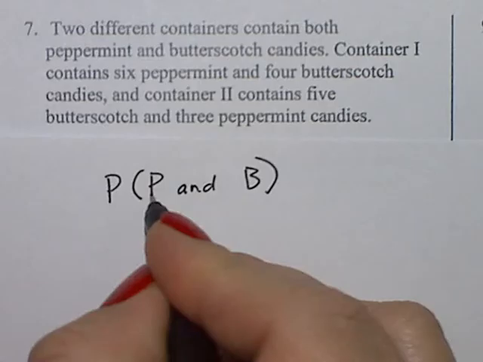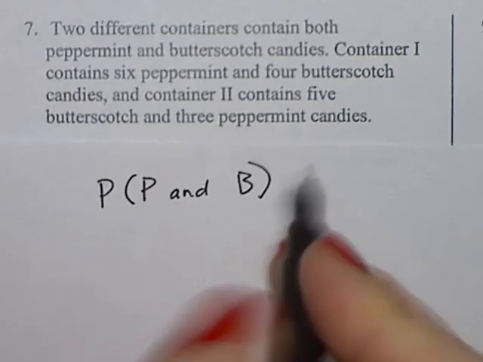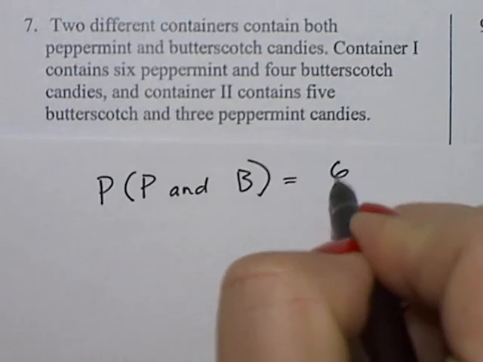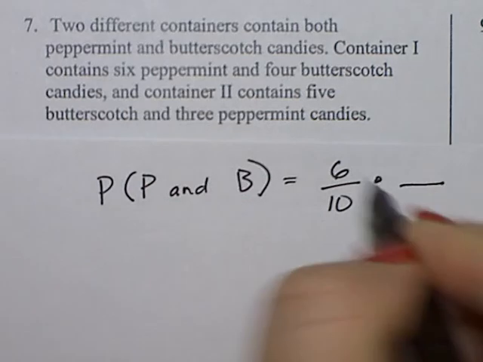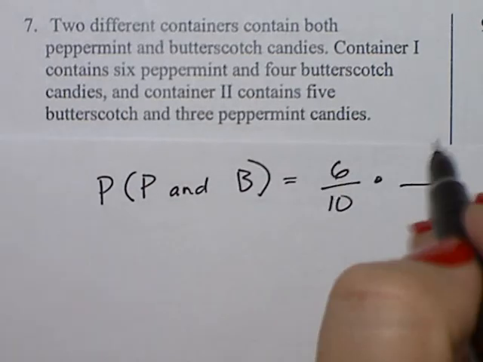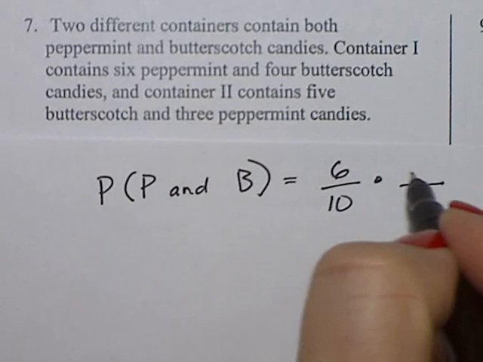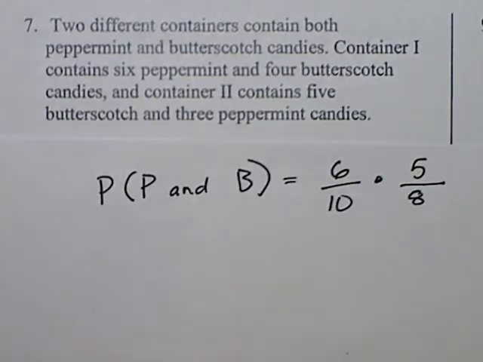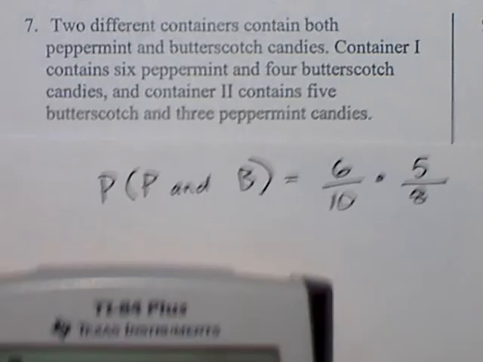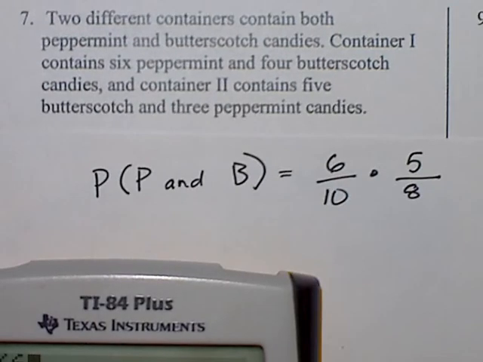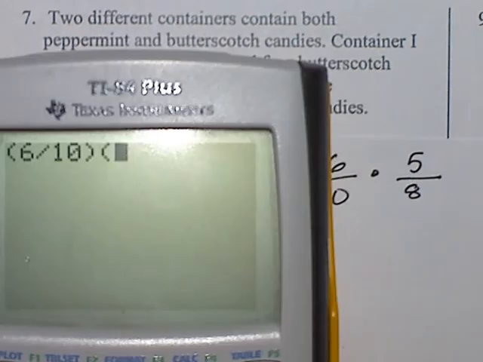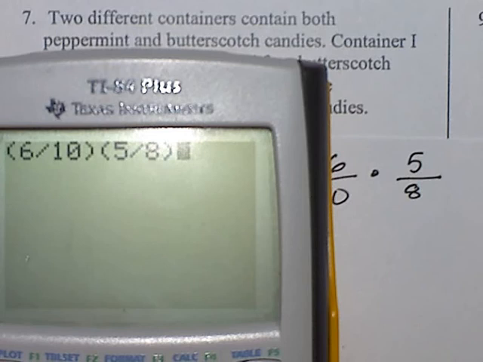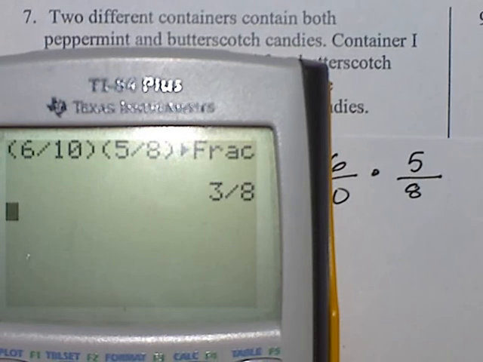So how many peppermints do we have in the first one? 6. How many total? 10. Okay, and means we're going to multiply. We know they're independent. So how many do we have in the second one? We have butterscotch is 5 out of 8. Let's pretend the problem said that you had to reduce your answer as a fraction, or write the fraction in lowest terms. So we are going to put it as a fraction, and then math fraction, enter, and the final answer is 3/8.